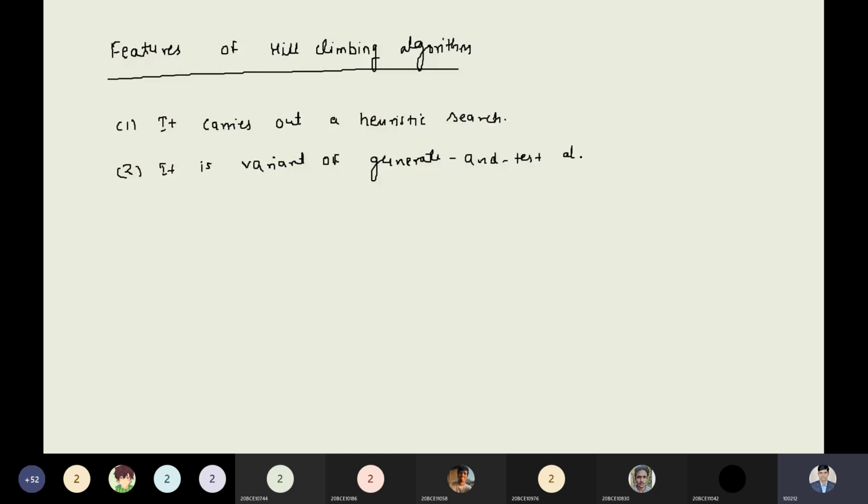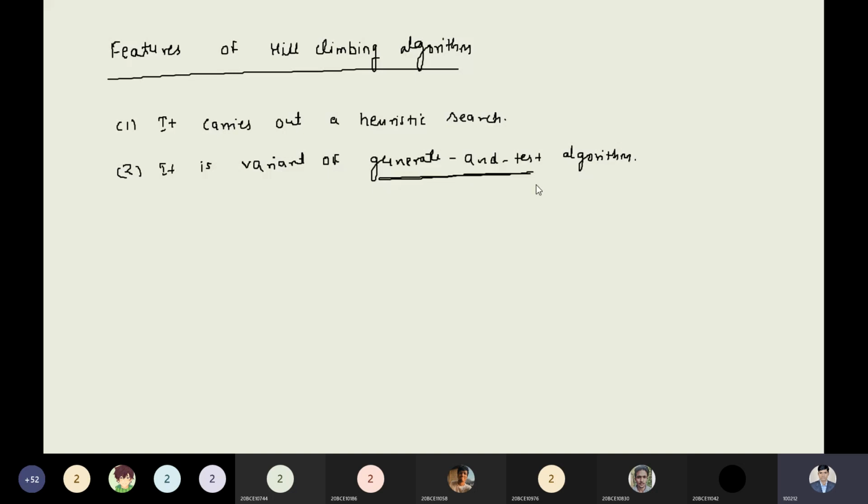As the name suggests, generate and test. Can anyone tell me right now what is meant by generate and test? Just tell me right now. Sir, we didn't try. Okay, we can try and test. So we have to generate and then test.